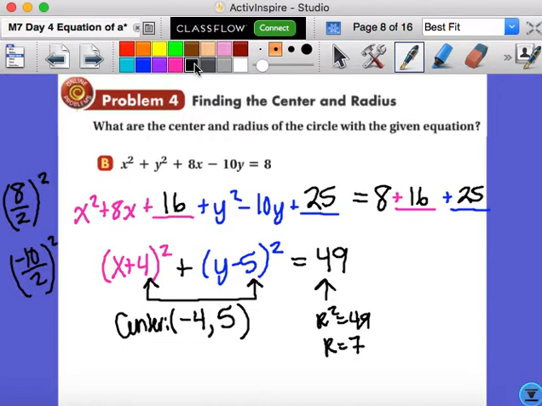Now notice here, when I took that square root, I did not put plus or minus 7, right? Because a radius cannot have a negative length. So we're only looking at that positive value. So r equals 7, and our center is negative 4, 5.